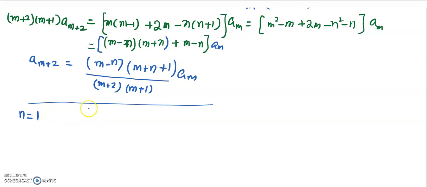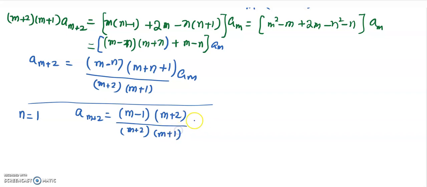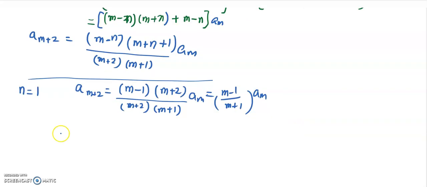Okay, so when n is equal to 1, so the recursive relationship becomes am plus 2 is equal to m minus 1 into m plus 2, and then over m plus 2 over m plus 1 am. So this simplifies into m minus 1 over m plus 1 am.